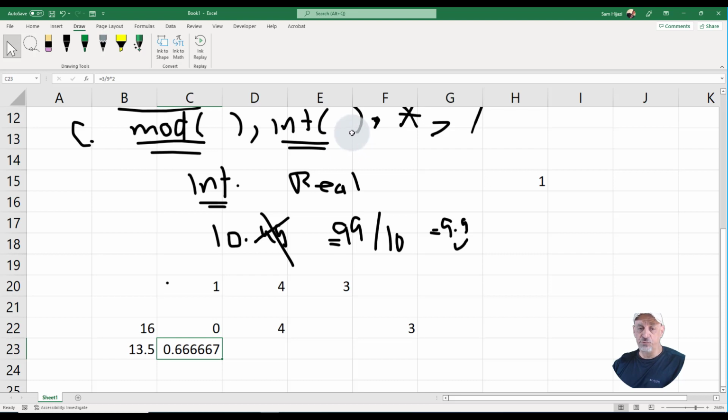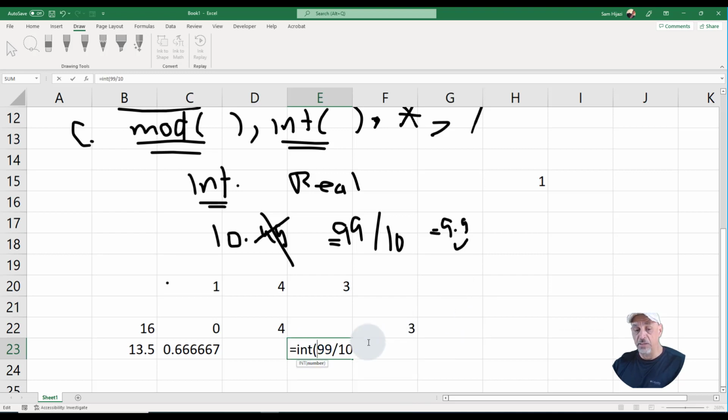You always have to remove everything to the right of the decimal point. Again, if you want to see an example very quickly, if I have 99 divided by 10, it's going to give me 9.9. And it's very tempting, if I want to divide this as an integer, to say it's going to be 10.